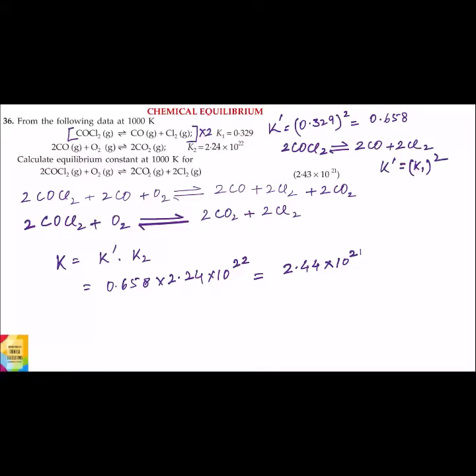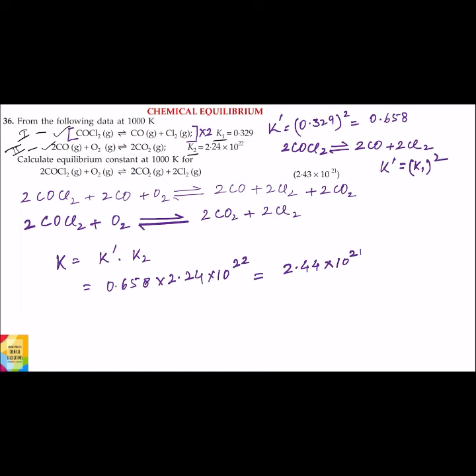From the following data at 1000 Kelvin, these are the two equations given, with the values of K1 and K2. K1 is the value for the first equation, let this be the first equation. K2 is the value for the second equation, let this be the second equation. Calculate the equilibrium constant at 1000 Kelvin for COCl2 plus oxygen forming CO2 plus Cl2.